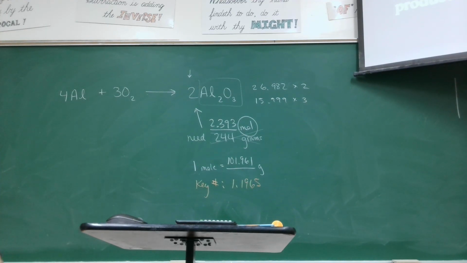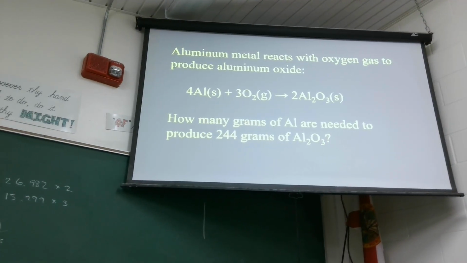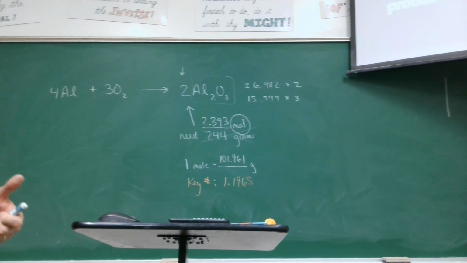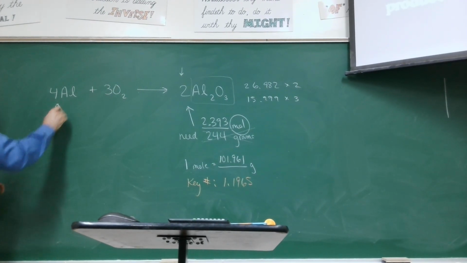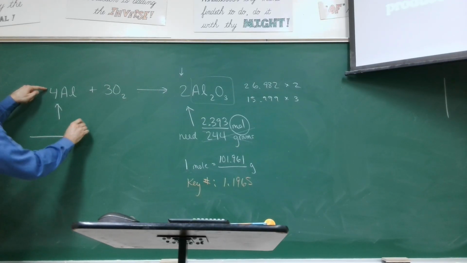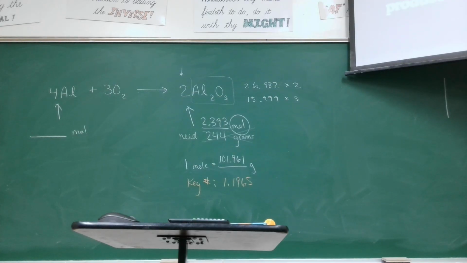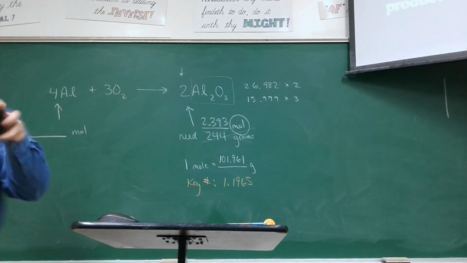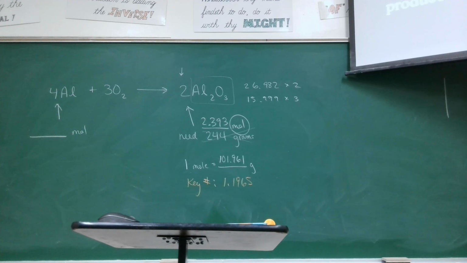Now, in this case, looking back at the original problem, do I actually care about all the coefficients? The only thing it asks for is how many grams of aluminum. So I really only need to worry about aluminum. I could do it for everything, but I'm lazy. Why would I do that? So I'm just going to come to the aluminum, and if I know my key number is 1.1965, multiply that by 4, that tells me how many moles of aluminum we need. I need to do that too, don't I? All right, how many moles do we need? 4.786 moles needed. Stay with me.